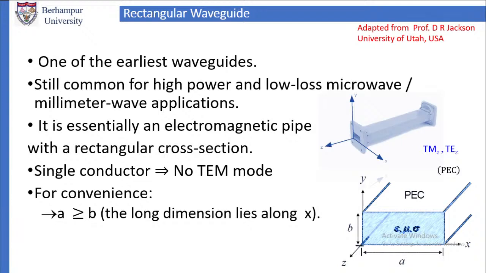This is one of the earliest waveguides. This is still a very common guiding system used in microwave. This is used for high power and low loss microwave propagation, millimeter wave propagation, etc. So, it is essentially a pipe, like the pipe that you have seen for carrying water. This is a pipe for carrying electromagnetic wave. So we call this an electromagnetic pipe.